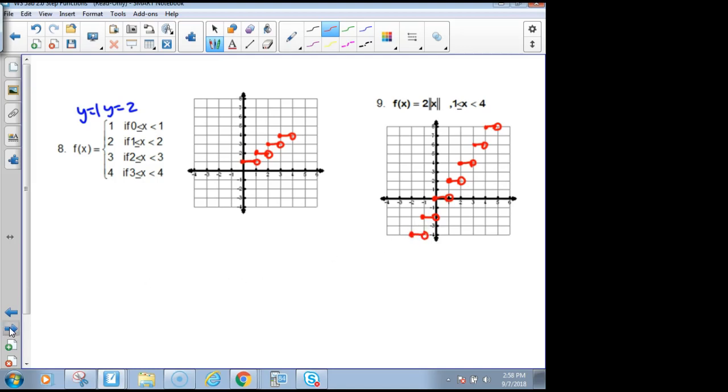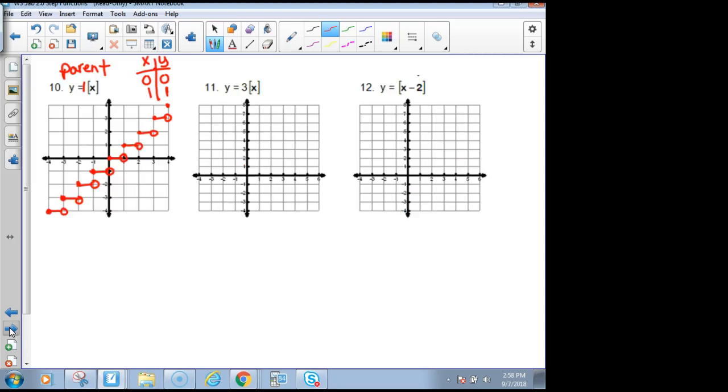Okay, so we're going to go on now to number 11. So how far apart are the steps? Okay, 3 apart. So let's start and just use your head to know where to begin. If you put in 0, you'd get 0. That means when we get over to 1, we're going to have an open hole, because when I put in 1, I'm going to get 3. And there's the beginning of your steps.